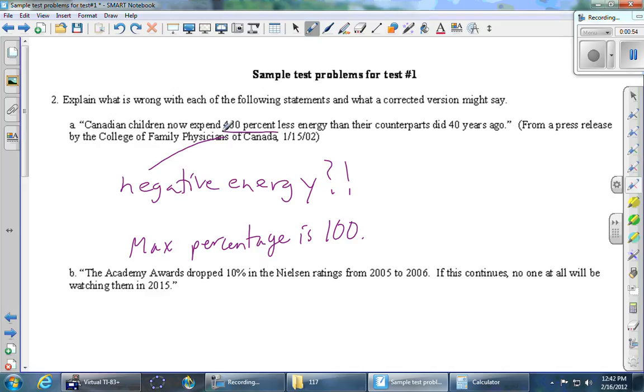If we were to say that Canadian children now expend 100% less energy than their counterparts did 40 years ago, then we would be saying that Canadian children now expend 0 energy, because it's 100% less than what it started at. So probably not 100%, but something between 0 and 100% would have been correct.